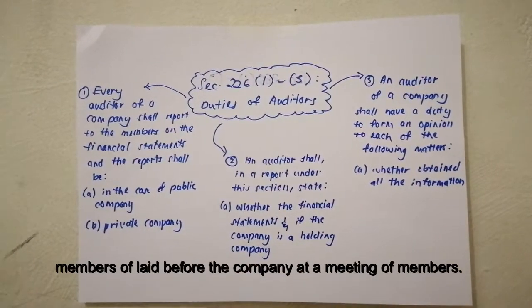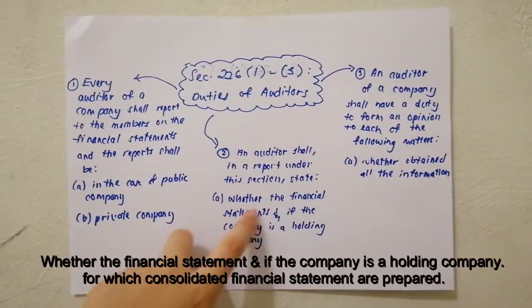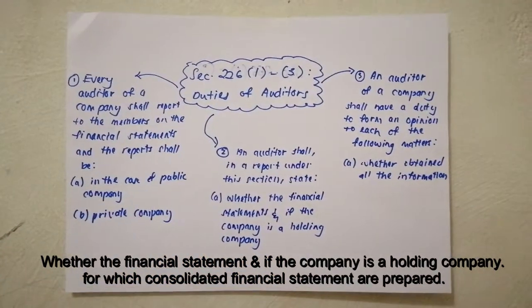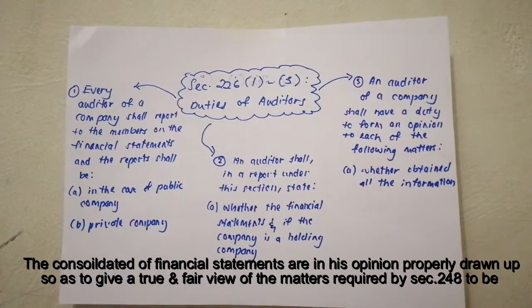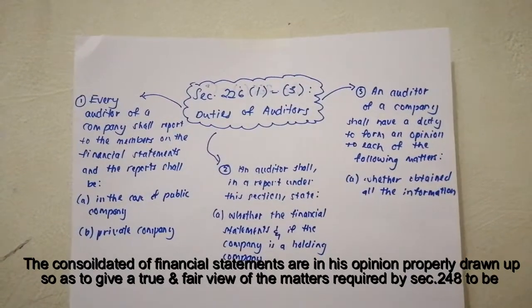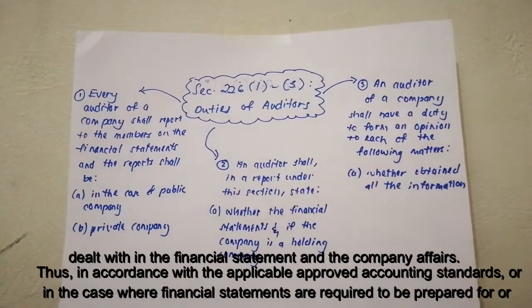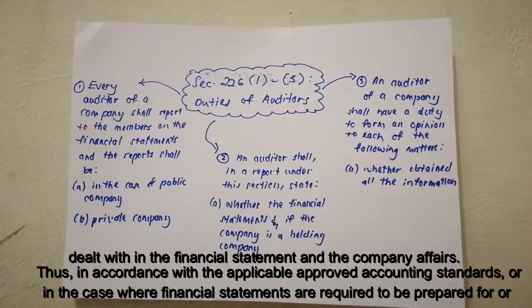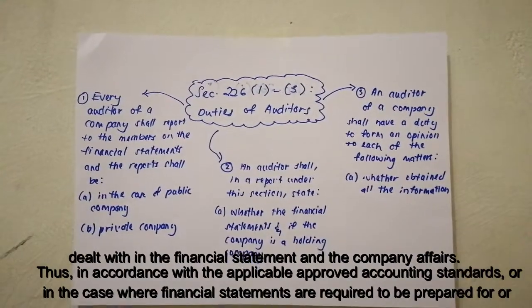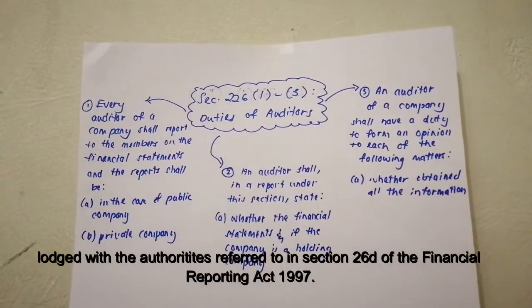The second main point is that an auditor shall, in a report under this section, state whether the financial statements, and if the company is a holding company for which consolidated financial statements are prepared, the consolidated financial statements, are in his opinion properly drawn up so as to give a true and fair view of the matters required by Section 248 to be dealt with in the financial statements and the company's affairs, in accordance with the applicable approved accounting standards, or in the case where the financial statements are required to be prepared for or lodged with the authorities referred to in Section 26D of the Financial Reporting Act 1997.